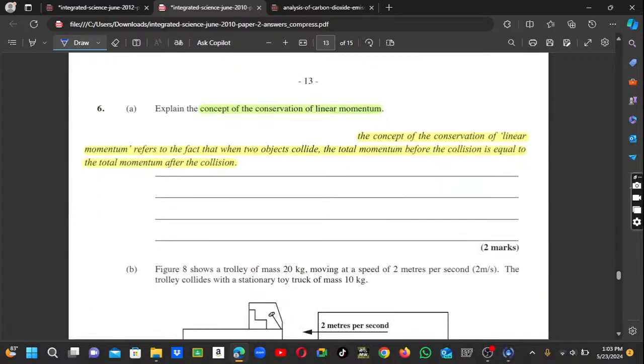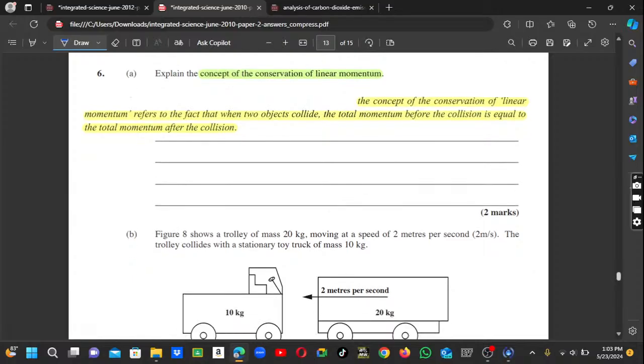Now we need to explain the concept of conservation of linear momentum. Guys, I think you need to know these terms. Momentum refers to the fact that when two objects collide, the total momentum before the collision is equal to the total momentum after the collision. So this would be the concept. For conservation of linear momentum, it refers to the fact that objects collide.